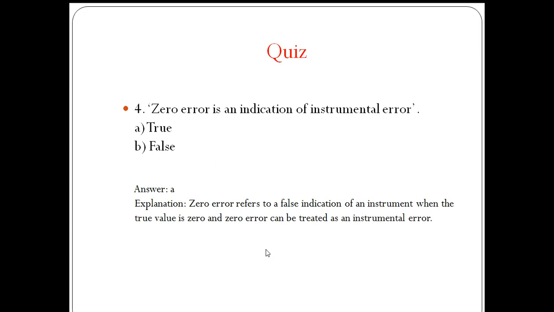Zero error refers to a false indication of an instrument when the true value is 0, and the zero error can be treated as instrumental error. So this is regarding the errors in measuring instruments.